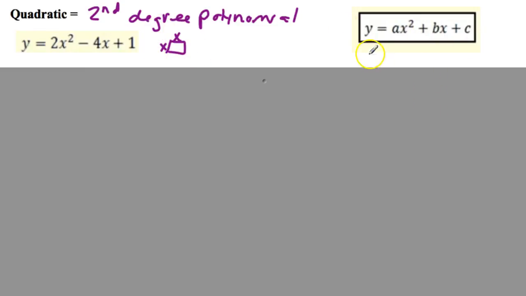Over here, this is standard form. We went over this, I think, in the last chapter. Standard form is y equals ax squared plus bx plus c. So the coefficients in front of each of the variables, we call a, b, and c. And it always goes, the x squared comes first, and then the bx, and then the c.